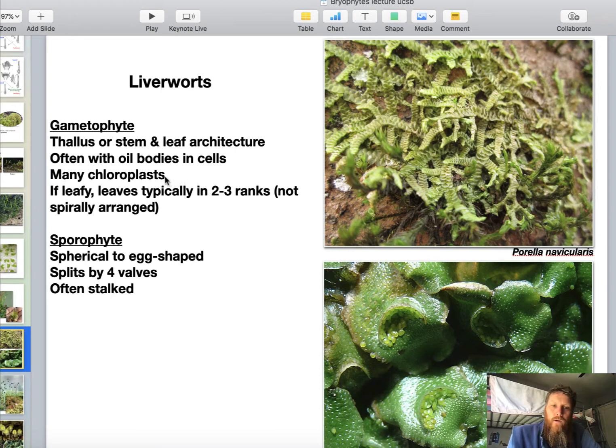Unlike the hornworts, liverworts have many chloroplasts per cell. So if you get a thalloid structure, you can just throw it under a microscope and see if it's got 1 or 2 chloroplasts or many chloroplasts.